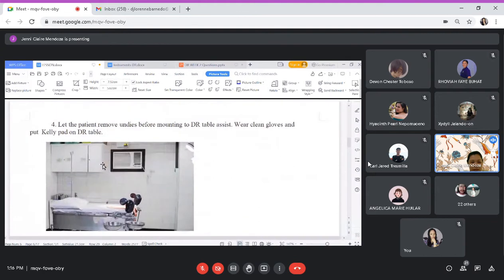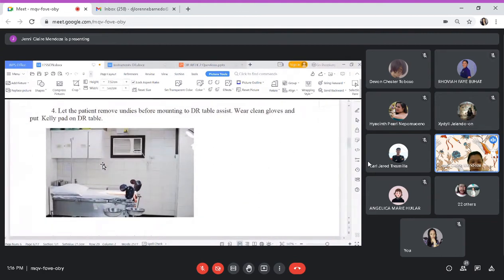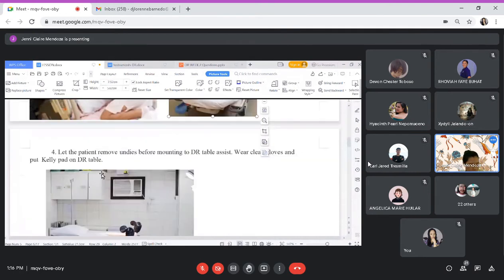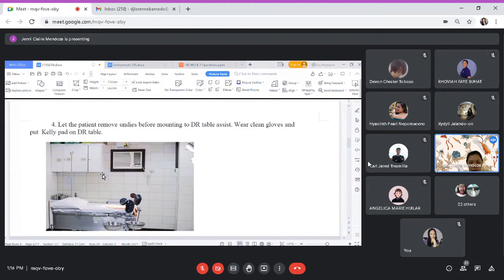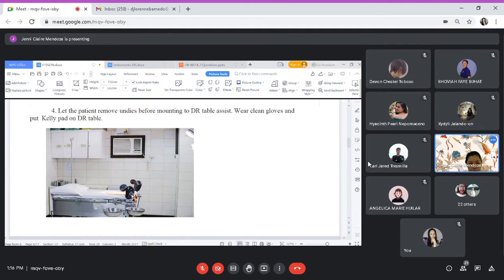Okay, next. So when the doctor says, let's bring the mother to the delivery room, we're still talking about the assisting student nurse. You assist the mother to remove the undies before mounting the DR table. And then you, as the assisting nurse, have to wear clean gloves. You put the Kelly pad, this one. And then there should be a pail at the end of the Kelly pad to catch all the water and blood coming from the delivery.